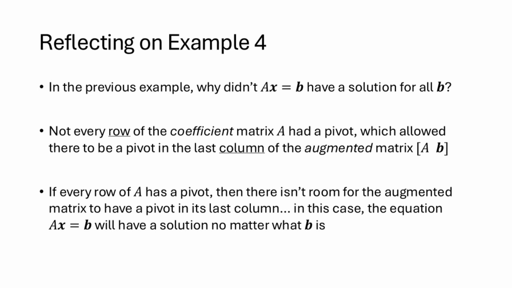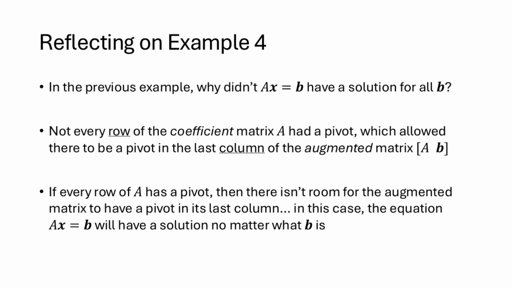Why didn't AX equals B have a solution for all B? Well, the problem was that not every row of the coefficient matrix A had a pivot. That left room for there to be a pivot in the last column of that augmented matrix. But if every row of our coefficient matrix A has a pivot, then there won't be any room for there to be a pivot in that final augmented column. And in that case, AX equals B will have a solution no matter what B is.